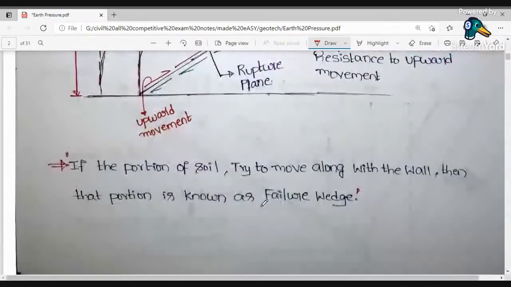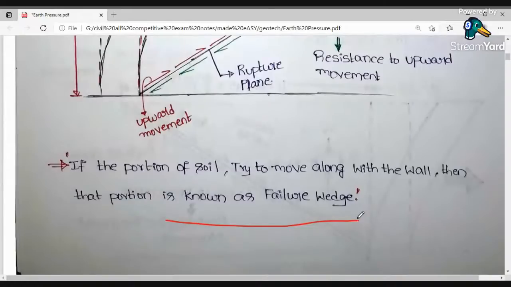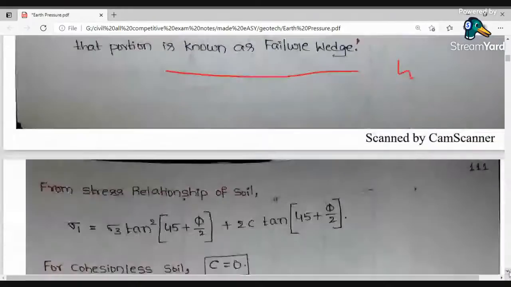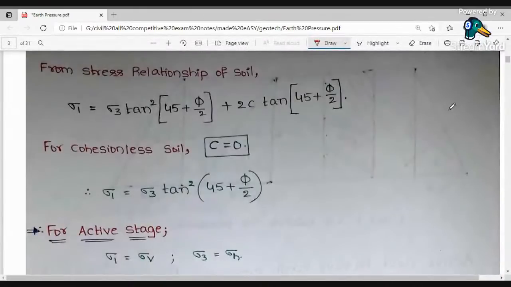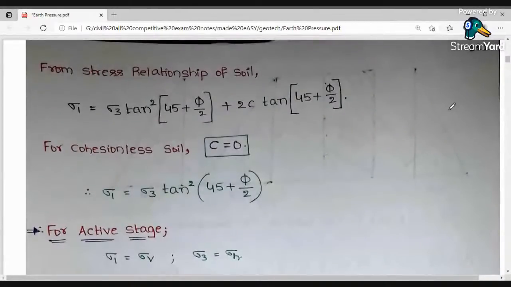So if the portion of the soil tries to move along with the wall, then that portion is known as the failure wedge. In a similar manner in case of active stage also, the portion which tries to move along with the wall is known as the failure wedge. Okay, the failure wedge angle is 45 degree minus phi by 2 in case of passive, and in case of active 45 degree plus phi by 2. Okay, so we'll try to derive some relations now so that we can understand how the effective stress or the cohesion has importance in the active and passive pressure stage.